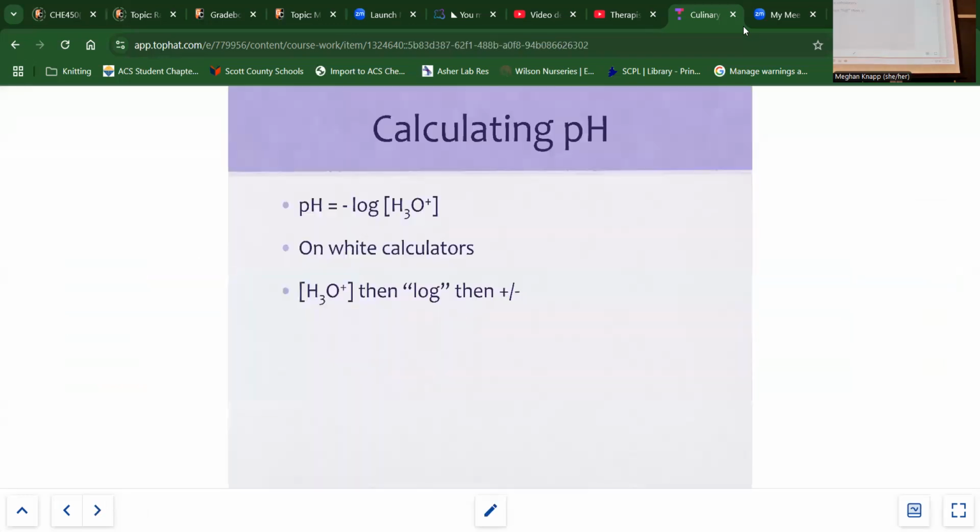All right, let's see. Calculating pH. So if you have a calculator, you might want to have it out. I did put out some calculators, some of these white calculators.